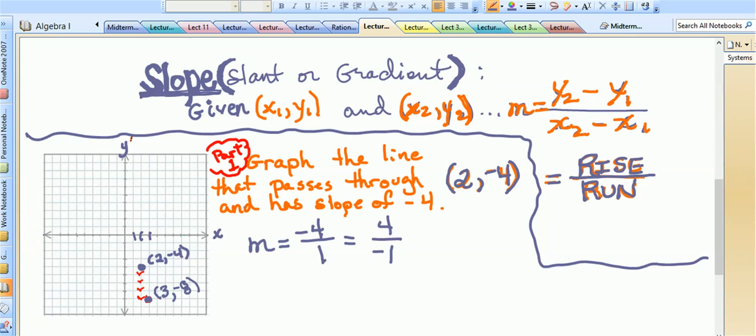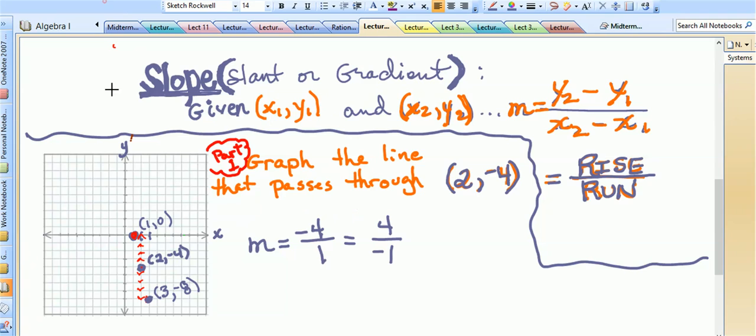Okay, let's use the other one. Let's use the 4 over negative 1. So we'll start from the original point, and we're going to rise 4. 1, 2, 3, 4. And then run left because the 1 has the negative sign on it. So we end up here, right on the axis. So let's go ahead and fill in that point. Okay, so here it is. Here are my 3 points. Let me go ahead and label that one. That would be the point 10. Okay, so now I have plotted 3 points.